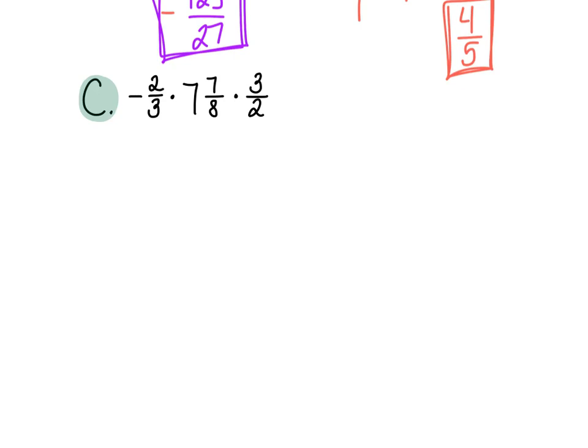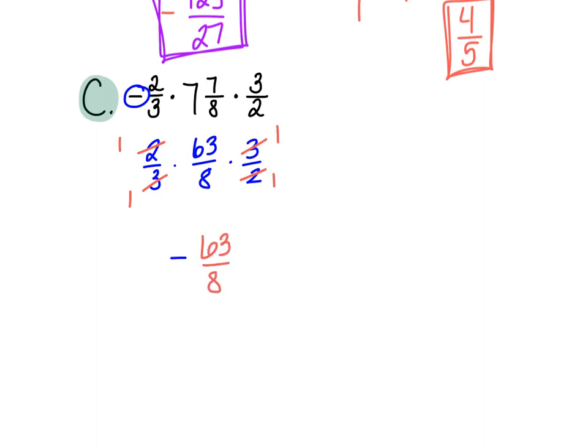And for the last one here, negative 2/3 times, and we're going to change this to, see, 7 times 8 is 56, plus 7 more is 63/8, times 3 halves. And we got one negative number here, so our answer is going to be negative. We don't need to flip anything because we're multiplying, we're not dividing in this problem, so none of the fractions have to be flipped upside down. And the 2's here on the outside can cancel with themselves. The 3's on the outside here can cancel with themselves, and that gives us negative 63/8 is our final answer, and we don't need to turn that into a mixed number. We can leave it as negative 63/8.